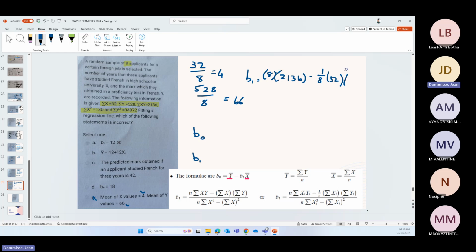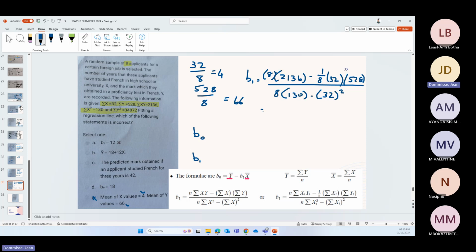The sum of Y is 528, and that we will need to divide by N, which is 8. The sum of xi, so there it is, times 150. Then the sum of xi, so 32 to the power of 2. Okay, so there is the formula.